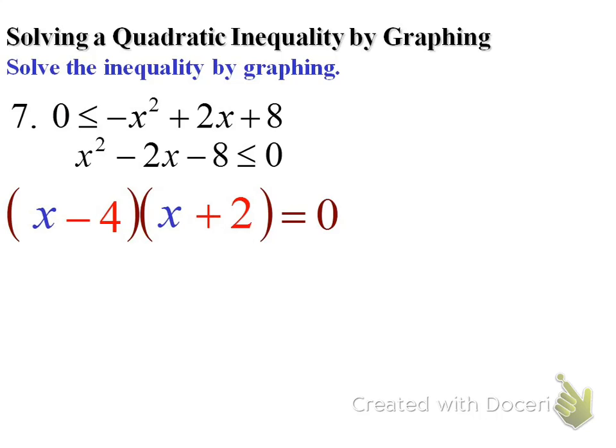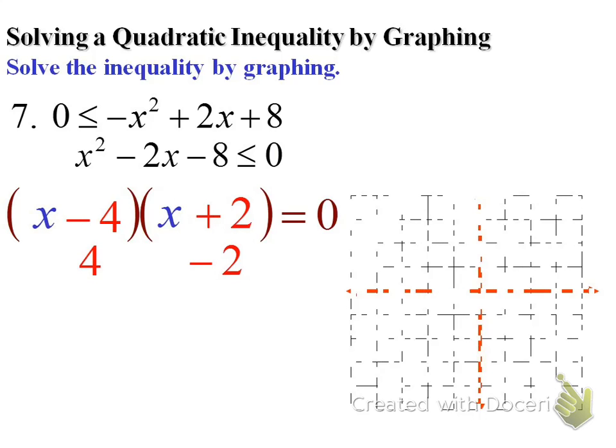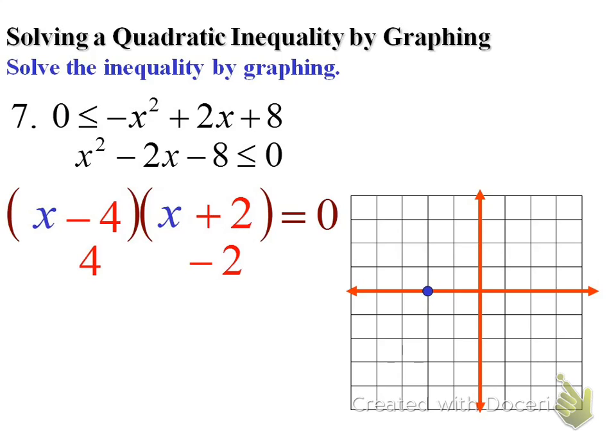So what are my intercepts? Positive 4 and negative 2. Good. The intercepts are what makes each binomial equal to 0. So looking at my graph, I have a point at -2 and I have a point over here at 4. Now if we were going to find the exact precise value of the vertex, I would find right in the middle, it'd be 1, and then I'd plug 1 in.